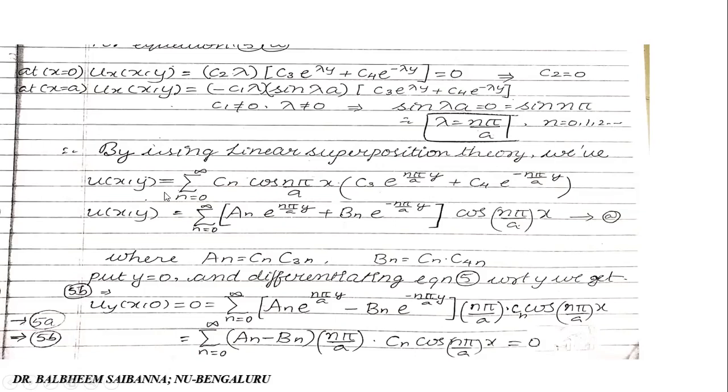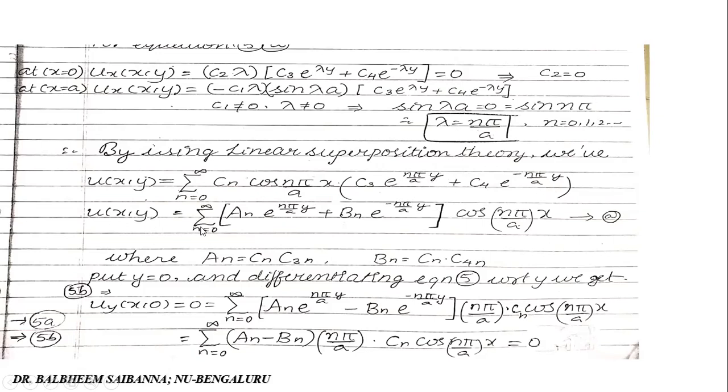Then u of x comma y is equal to summation n is equal to 0 to infinity Cn cos n pi by a into x, C3 e to the power of n pi by a y plus C4 e to the power of minus n pi by a into y. Wherever lambda is there, substitute n pi by a in all the previous solutions.